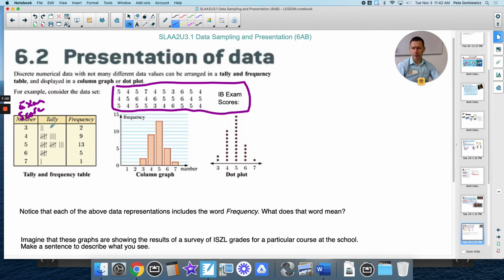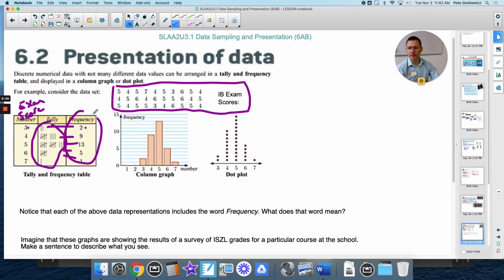And afterwards, we count them up and say, oh, there's 2 of those. Hey, there's 9 of those. And so this is kind of a running total as we're counting through and doing things quickly. And this is the frequency. A 3 came up 2 times. A 4 came up 9 times.